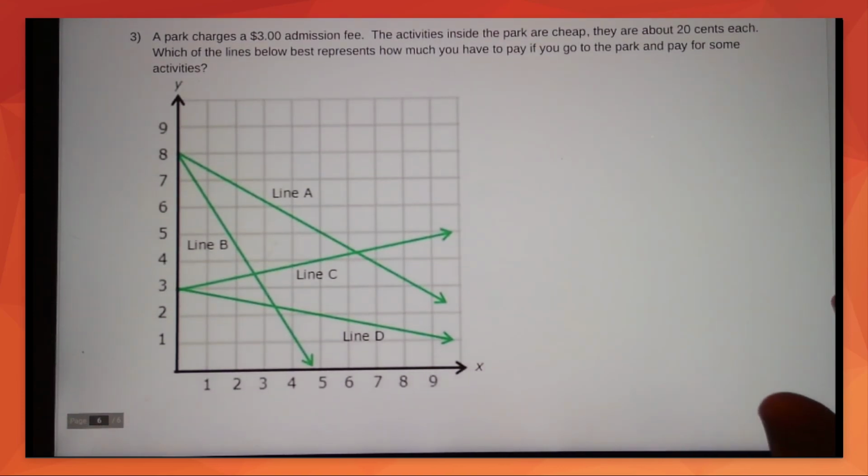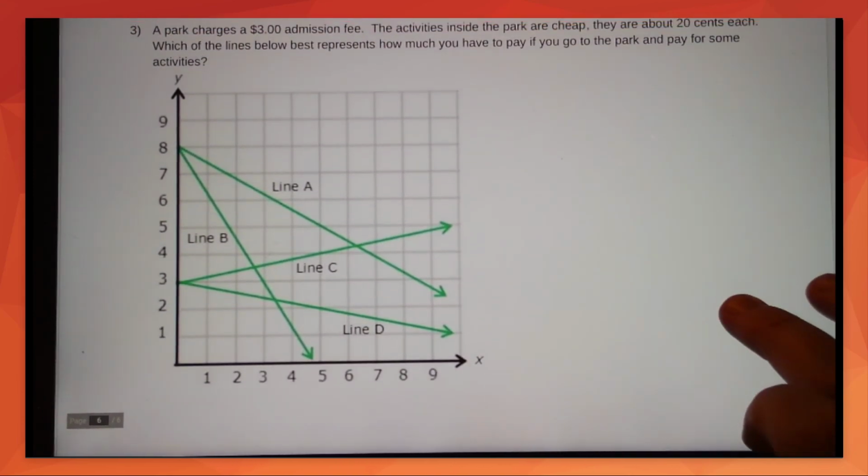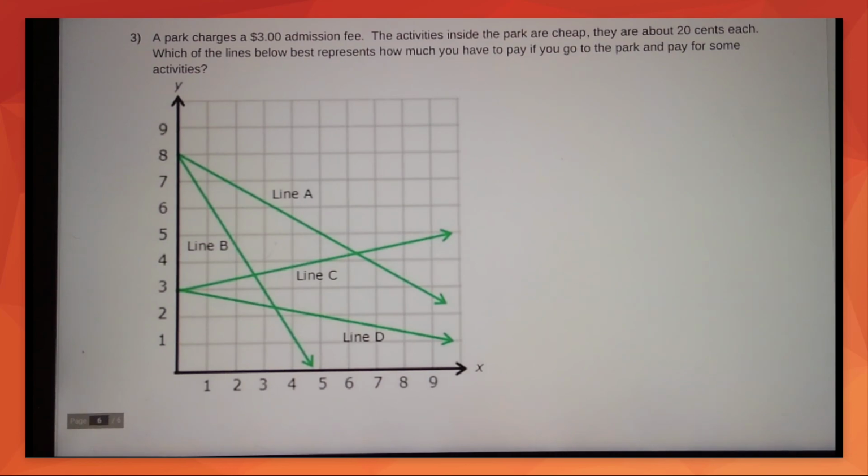Okay, last but not least, we have a question that says, the park charges a $3 fee for admission. The activities inside the park are very cheap. They're only 20 cents each. I don't know what kind of park this is or where it is, but I want to go because that sounds really cheap. Which of the lines below represents how much you have to pay if you go to the park and pay for some activities?